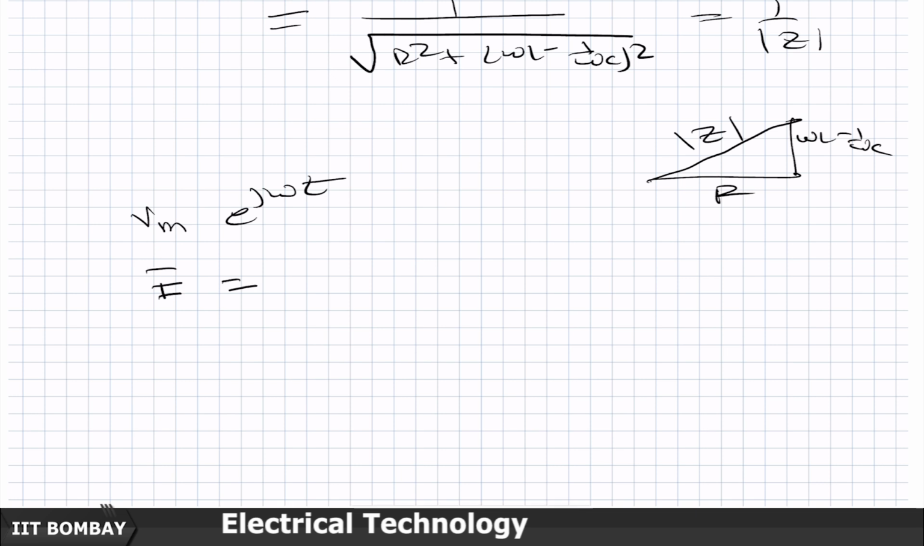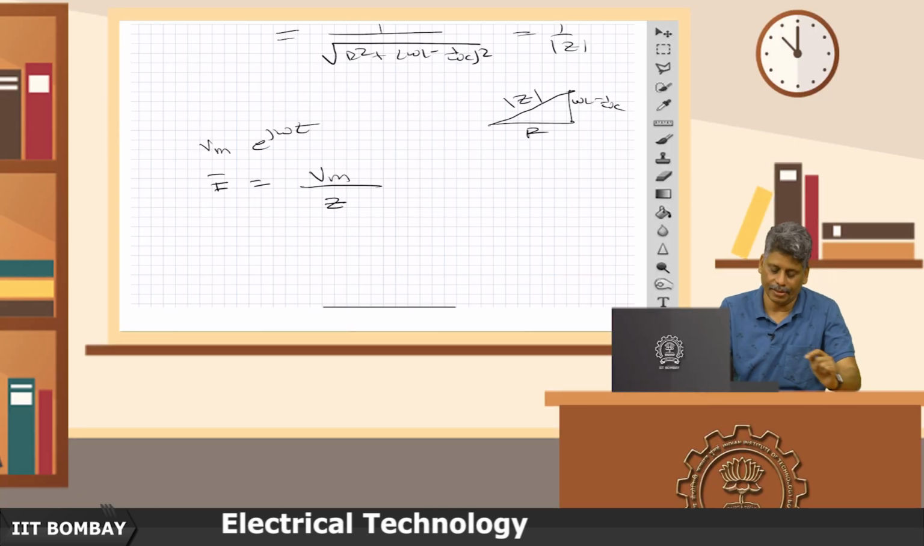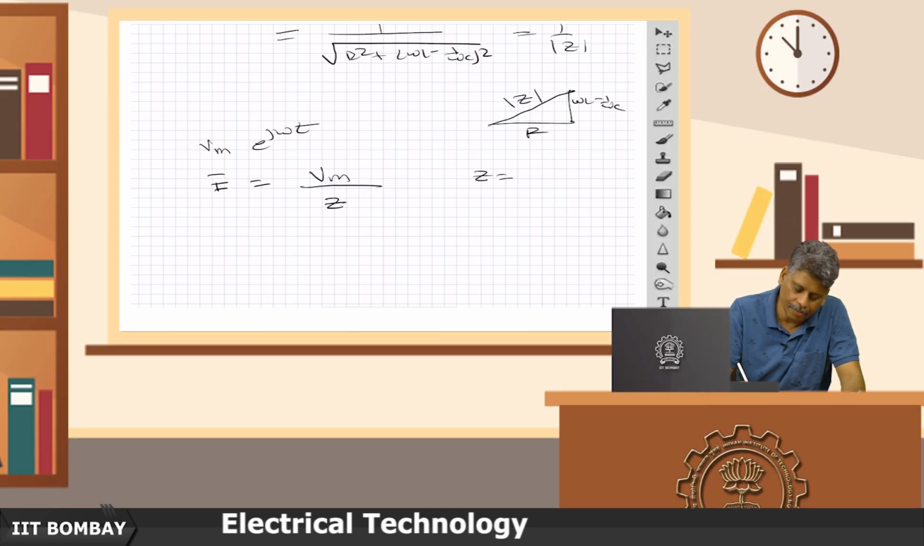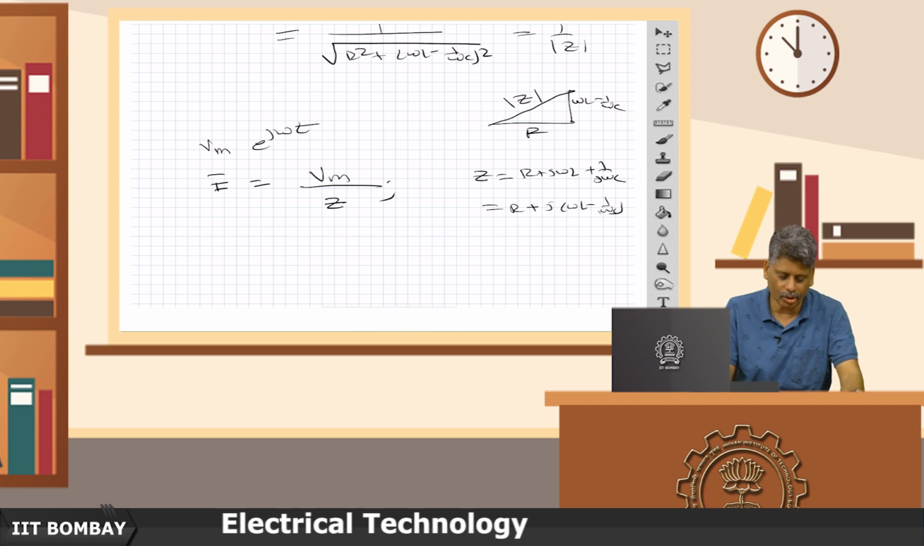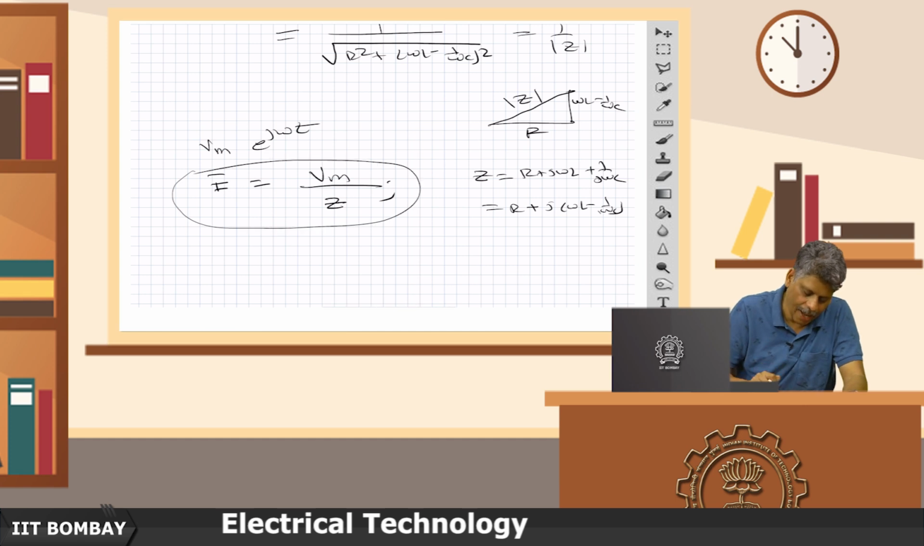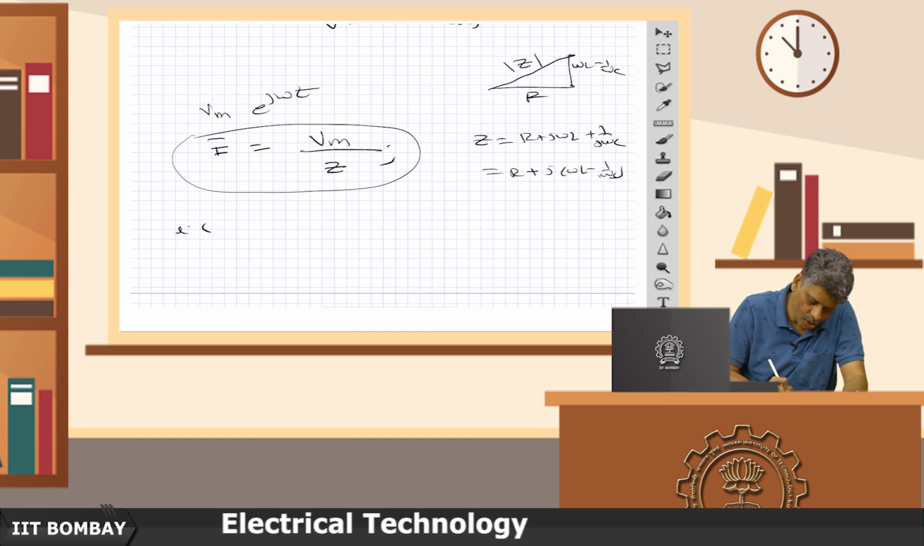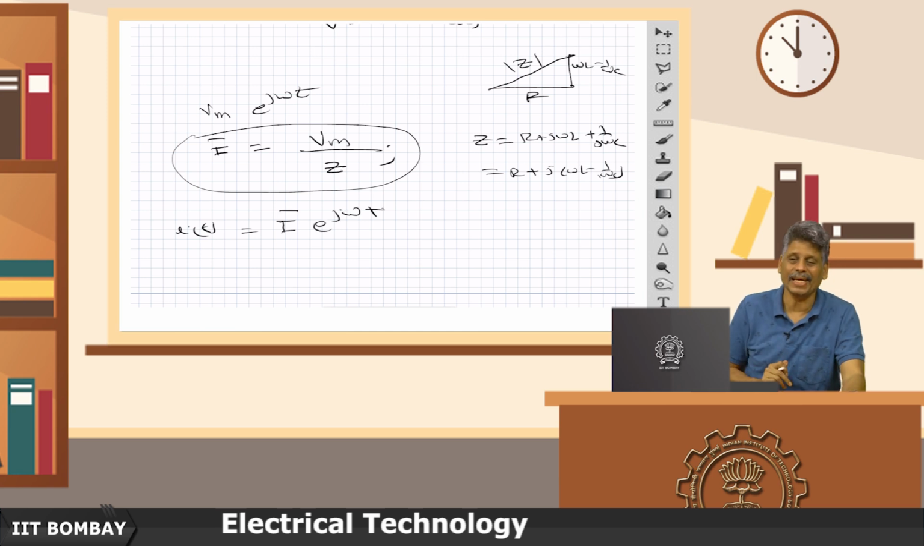which is written as V m divided by, now I will call this impedance z, where z is a complex number of the type R plus j omega L plus 1 by j omega C. So, I first calculate this I bar, and now the complex exponential response is going to be simply this.